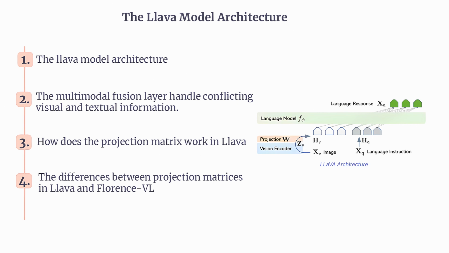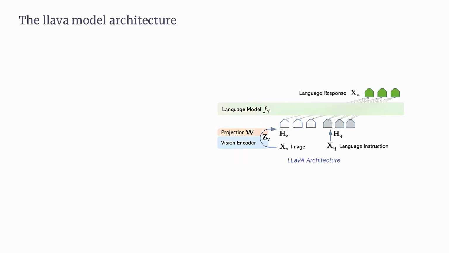Let's explore it in 4 parts. The LLaVA model architecture. The multimodal fusion layer handle conflicting visual and textual information. How does the projection matrix work in LLaVA? The differences between projection matrices in LLaVA and Florence VL. Let's break this down. The first.